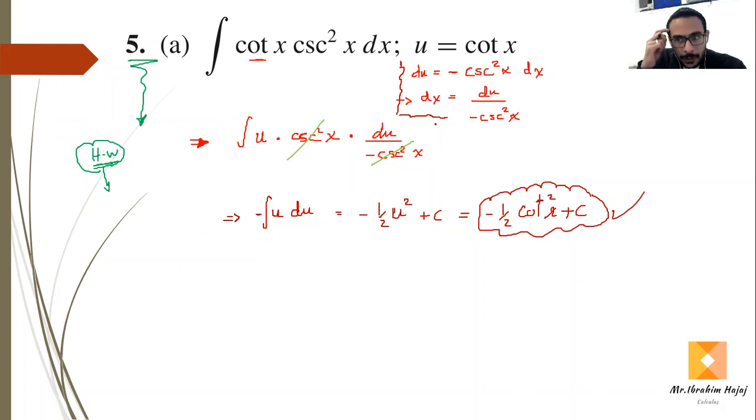And then what here? Negative 1 over 2 u squared plus c. And then replace the u by cotan x, to the power 2. Okay, thank you Khalid.